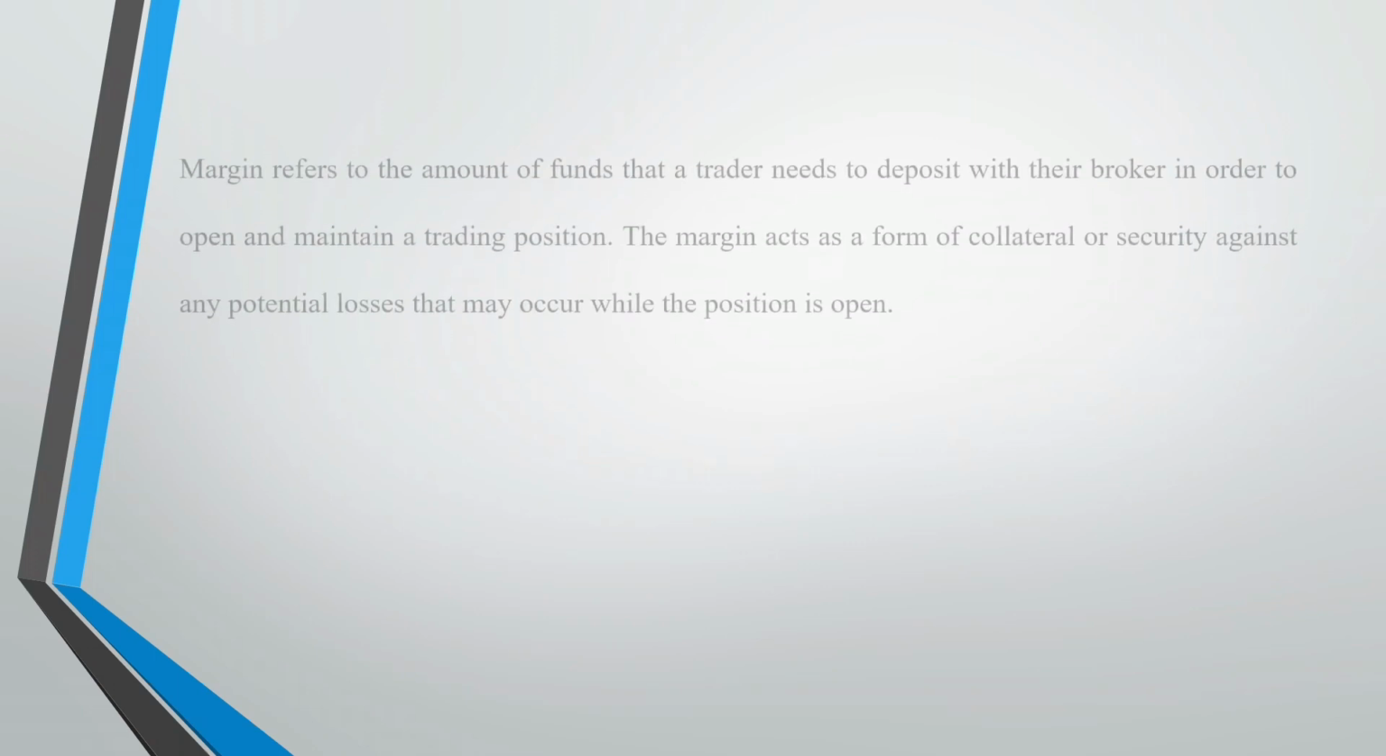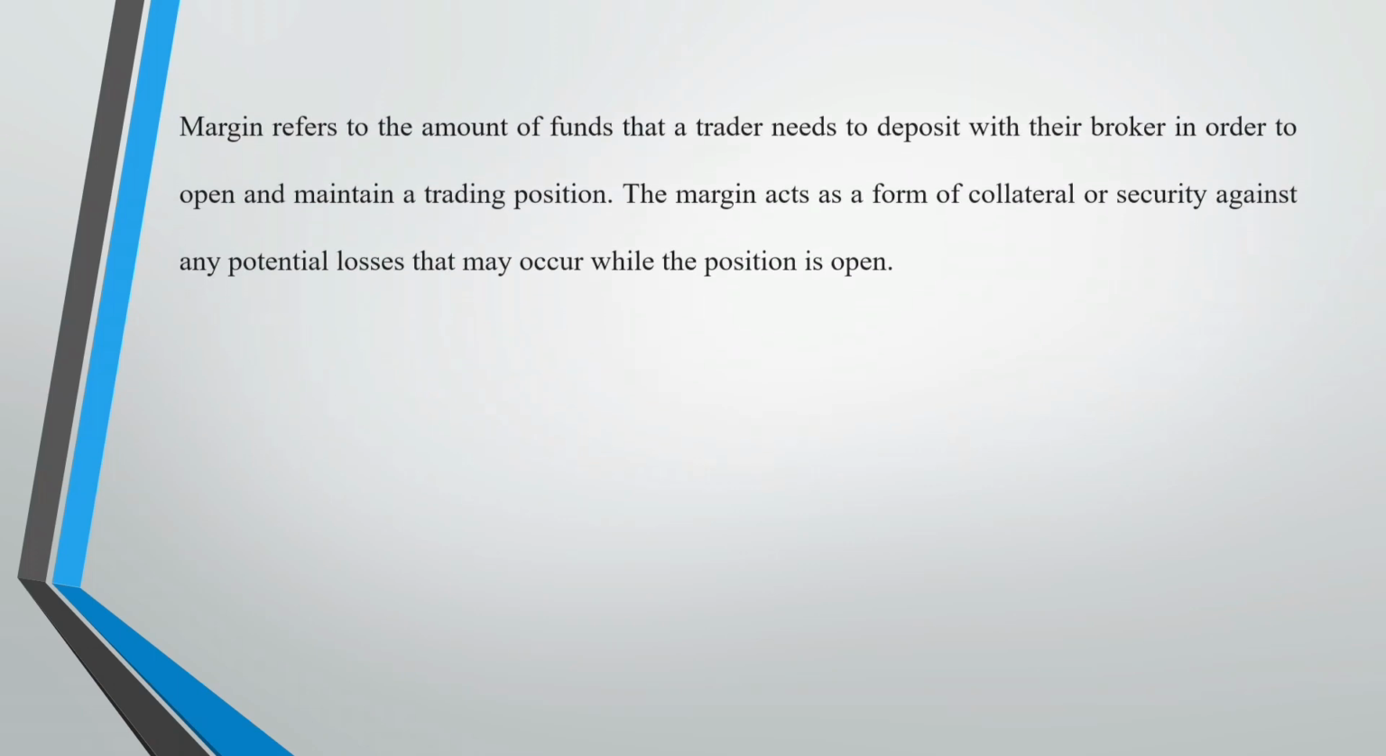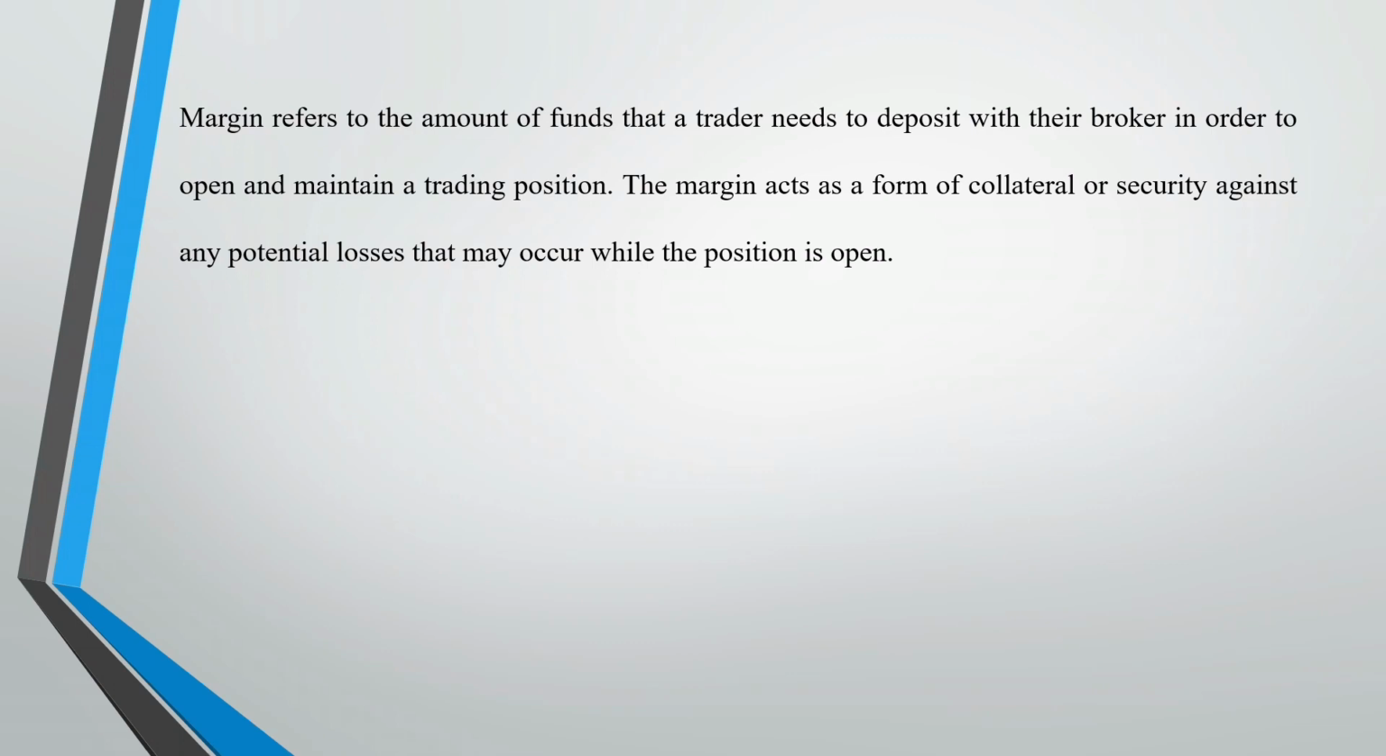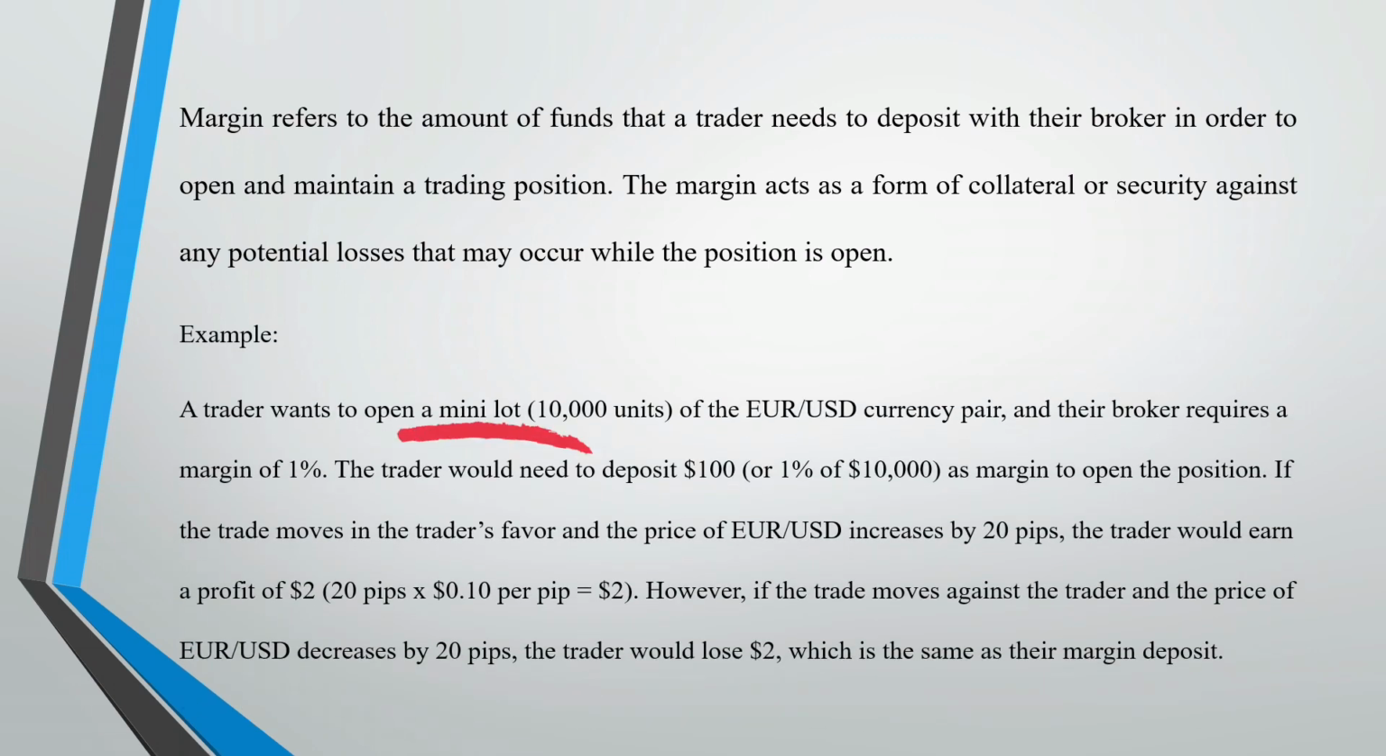Margin refers to the amount of funds that a trader needs to deposit with their broker in order to open and maintain a trading position. The margin acts as a form of collateral or security against any potential losses that may occur while the position is open. Example: a trader wants to open a mini lot, 10,000 units, of the Euro-USD currency pair, and their broker requires a margin of 1%. The trader would need to deposit $100, or 1% of $10,000, as margin to open the position.